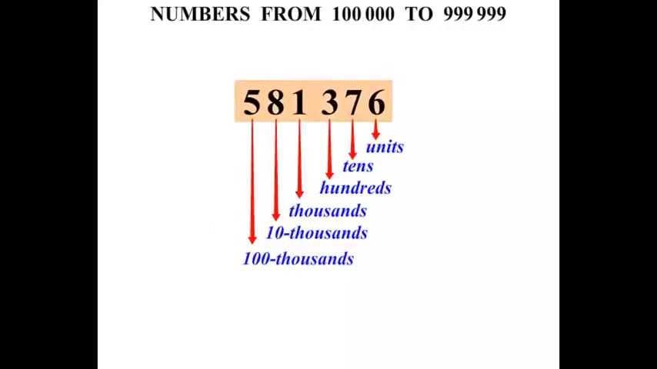Now to read that number, okay, there's 6 digits there, but you've only got to read 3 at a time. Okay, that first 3, 581, and then you say 1,000. There's a little gap there. 581,376.